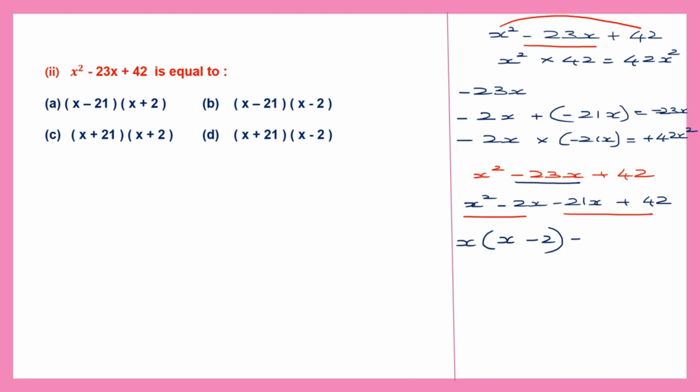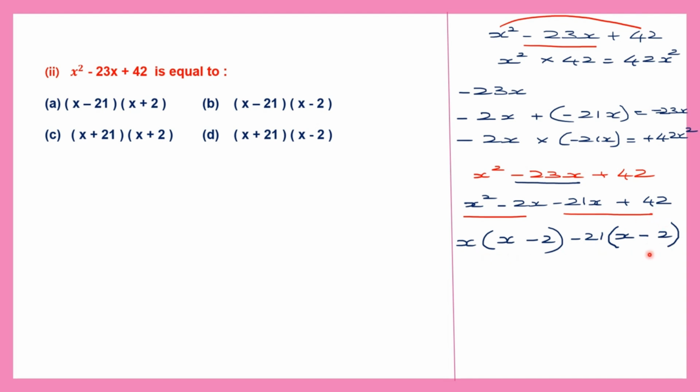So let me put minus 21 outside, and inside, since I have already taken minus 21 out, I only have x left. So let me put x here, and here I have 42. So minus 21 into what will give me plus 42? I have to write minus 2, isn't it? How did I get that? Minus into minus is plus. 21 into 2 is 42.